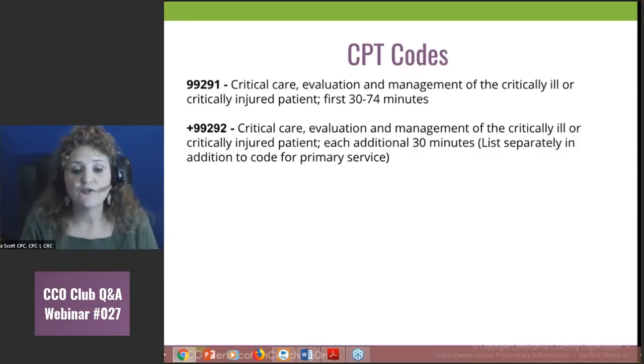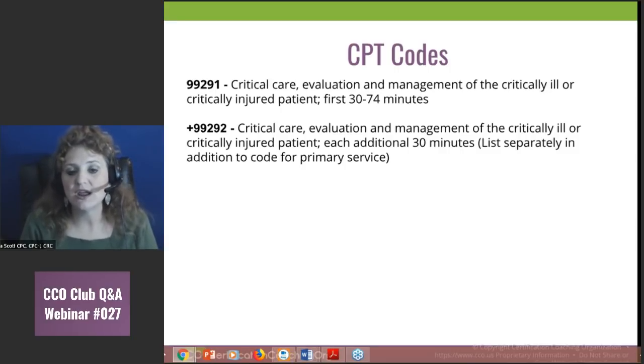Really important here: first 30 to 74 minutes, not 75, 74 minutes. If you go over 74 minutes, then you're going to use the add-on code. You can't use this code by itself. 99292 has the exact same description as 99291, except it's each additional 30 minutes.